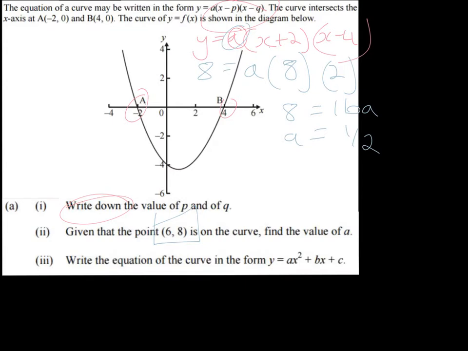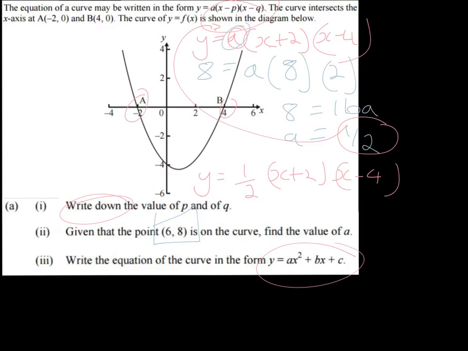In order to write the equation of the curve in the form y equals ax squared plus bx plus c, which is required in part 3, we can then substitute this value back into our original equation up here, and we end up with y equals half (x plus 2)(x minus 4). So all we have to do then here is just to expand and simplify.